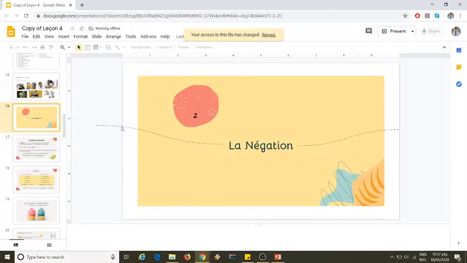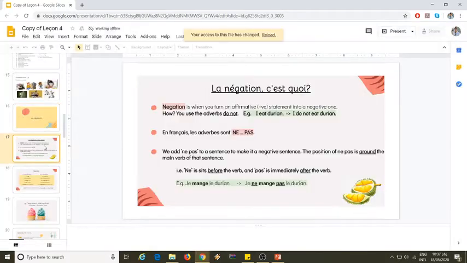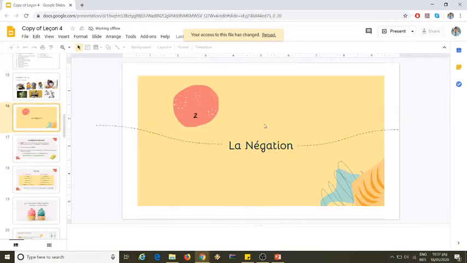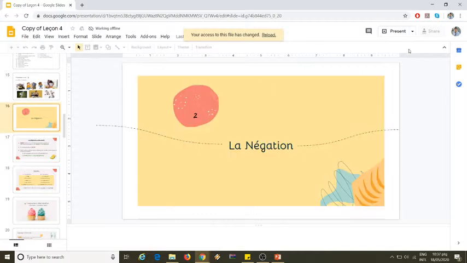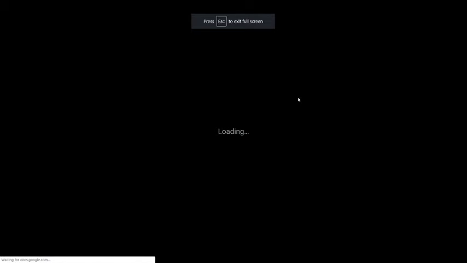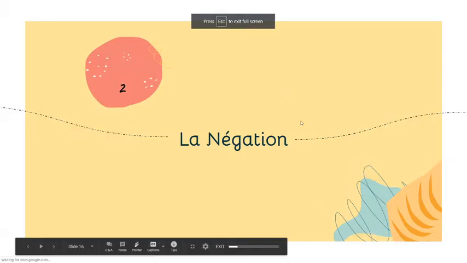Alamak. Macam mana boleh expired ni, silap tekan tadi. Okay, just ignore the expired ni, saya tersilap tekan tadi. Hopefully can still present. Okay, we can still present.